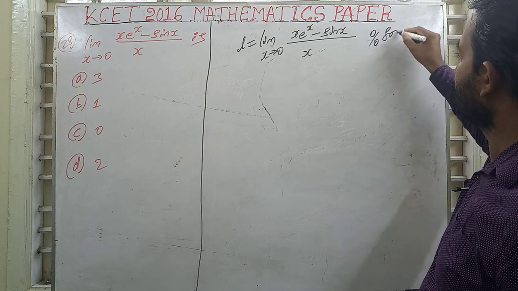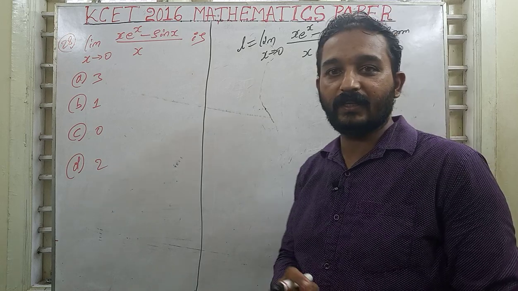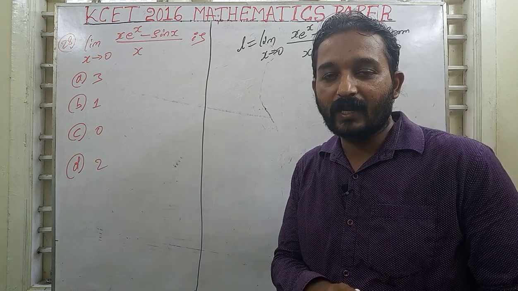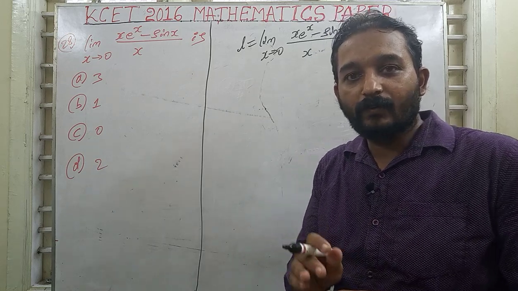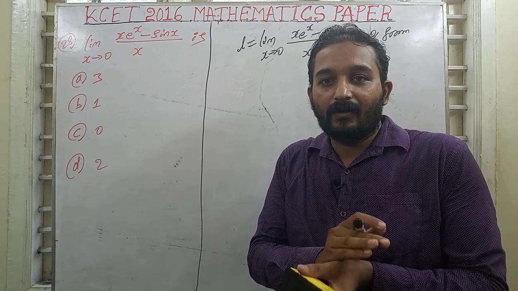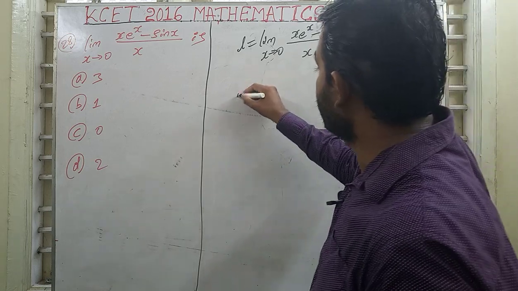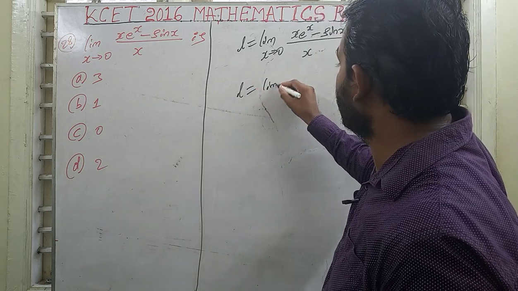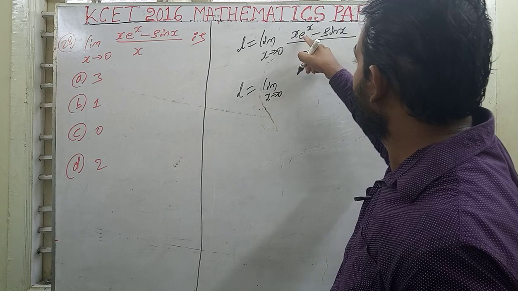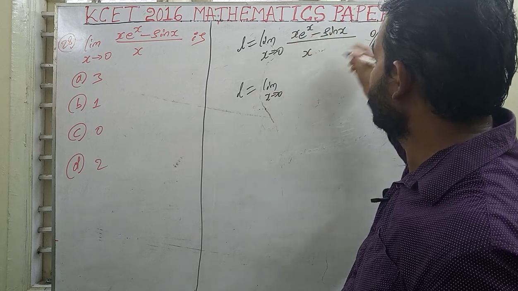Already well known about 0 by 0 form. How can you solve 0 by 0 form problems? By using the L'Hospital rule. Differentiate numerator in numerator, denominator in denominator, till the 0 by 0 form is removed. In this case, put x is equal to 0: 0 minus 0, 0 by 0 form is obtained.